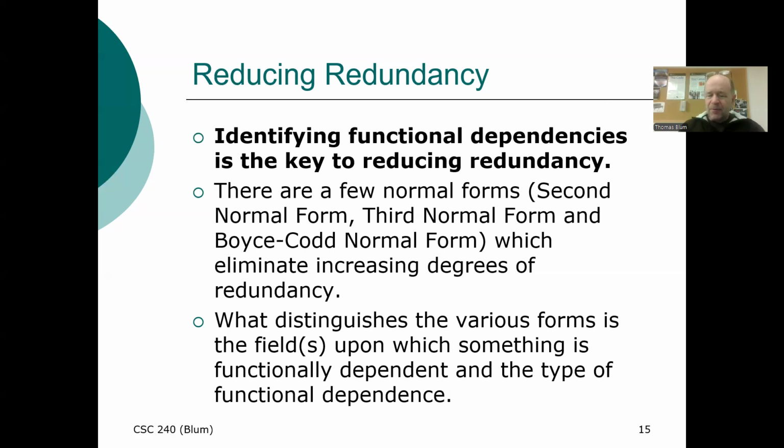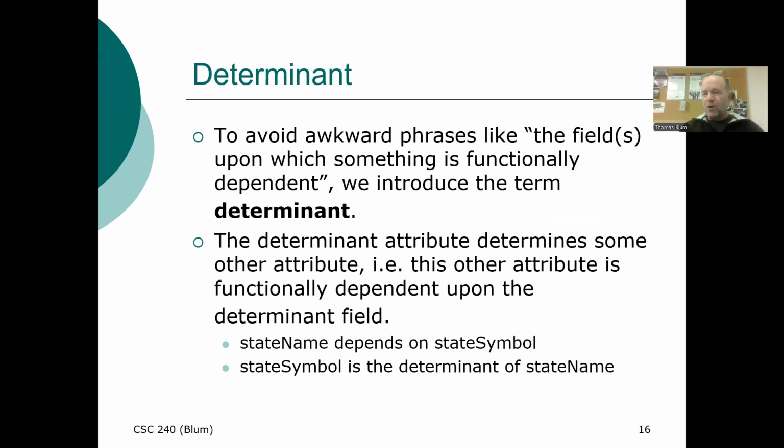Okay. And as we go through this process, the distinction between second normal form and third normal form is the type of functional dependence. So we're going to make distinctions within types of functional dependence. We're going to say, here's something that's functionally dependent, and here's the type of functional dependence, and that will tell us when we decompose, what level, and how far we go in our normalization process.